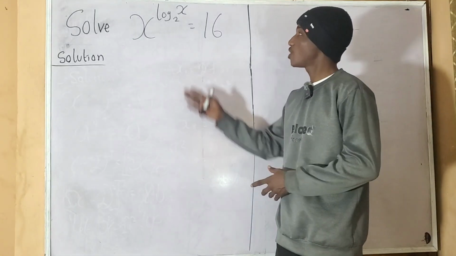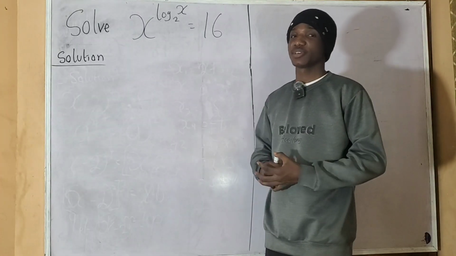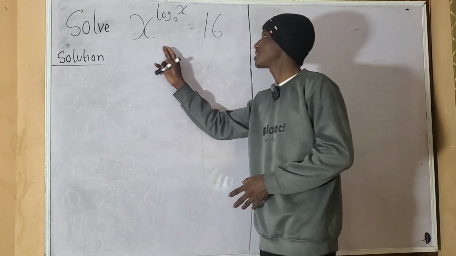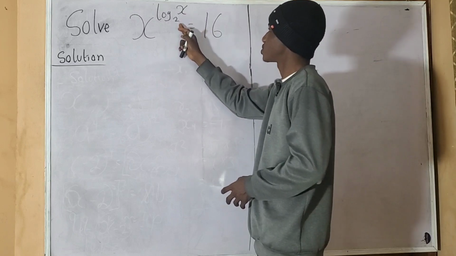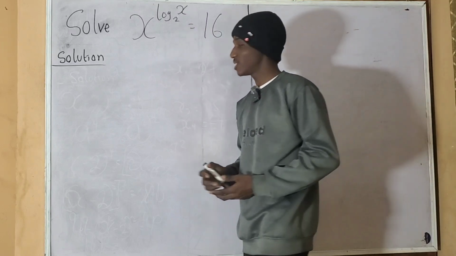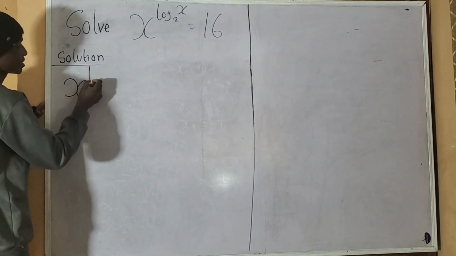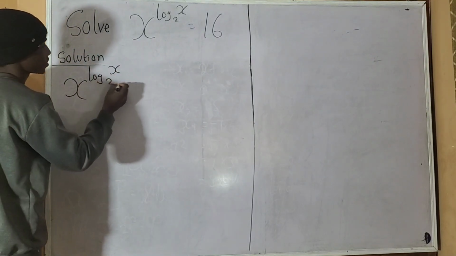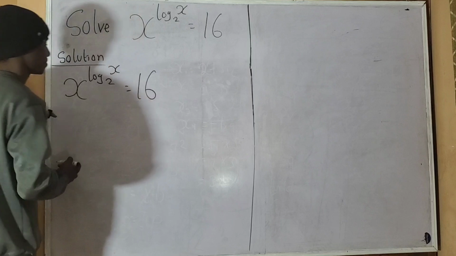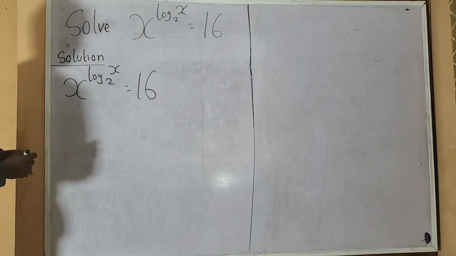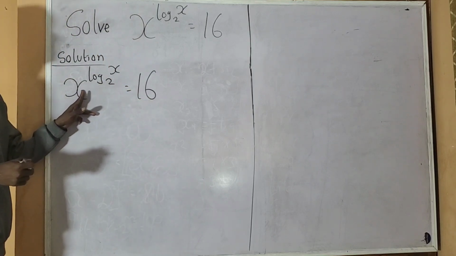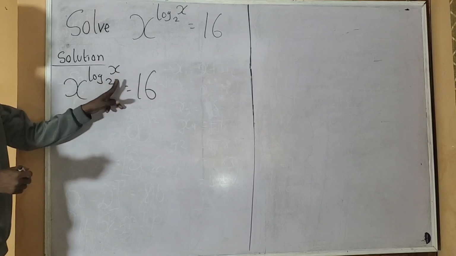Let me show you how to solve this question. Here we are asked to solve x raised to the power of log x base 2 equals 16. To solve this question, please pay attention. We have x raised to the power of log x base 2 equals 16. You can say that this x is raised to the power log x base 2.